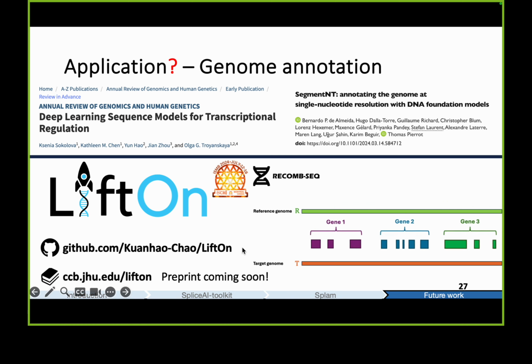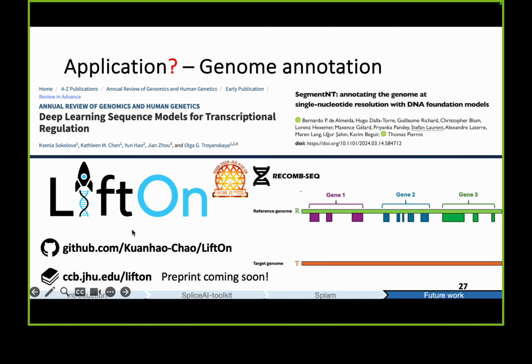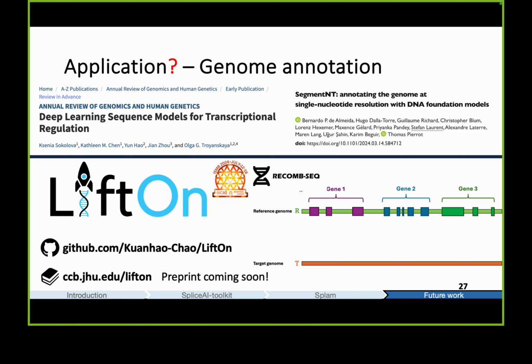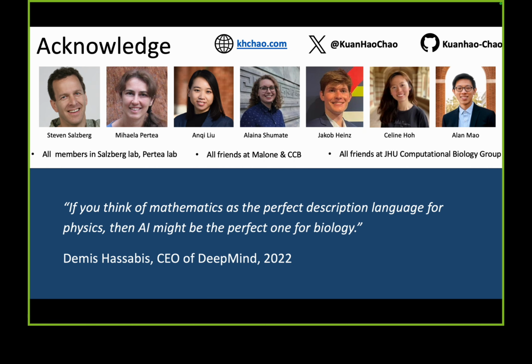And just quickly advertise my tool. Recently, I released a new tool called Liftoff. It maps the annotations from the reference to the target, and it can be applied to map from, for example, GRCh38 to CHM13 and improve the protein genes.